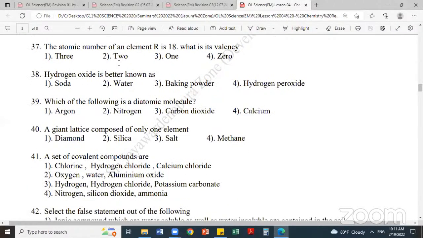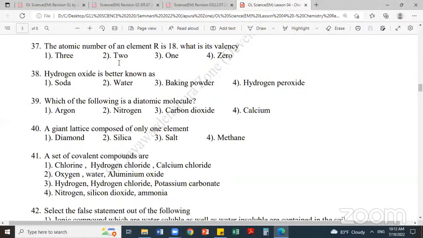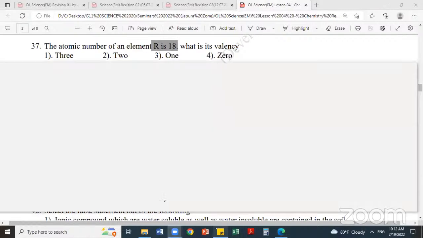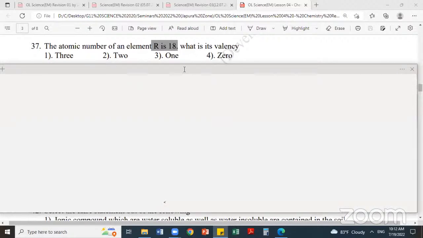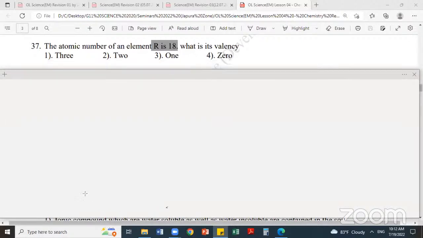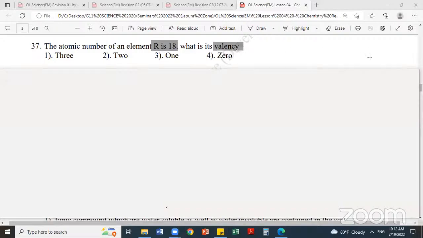Question number 37. Atomic number of R is 18. Any volunteers who can tell me the answer for this, raise your hand. Now the questions become a little harder than the first few. What is the valency of the element having atomic number 18? I'll ask Natasha, Sandali. Fourth one. Very good, both of you are correct. Imasha? Fourth answer. Very good.